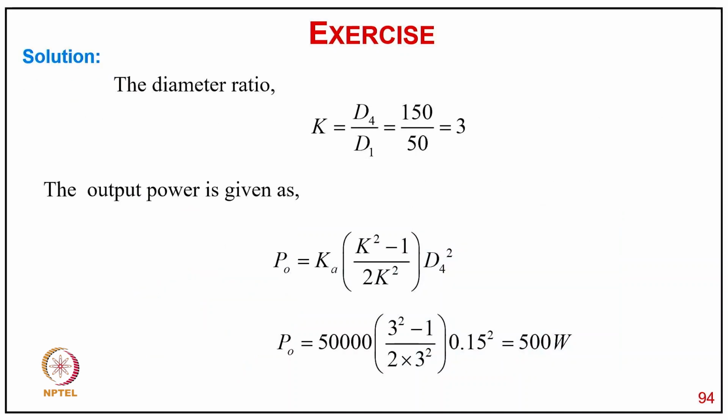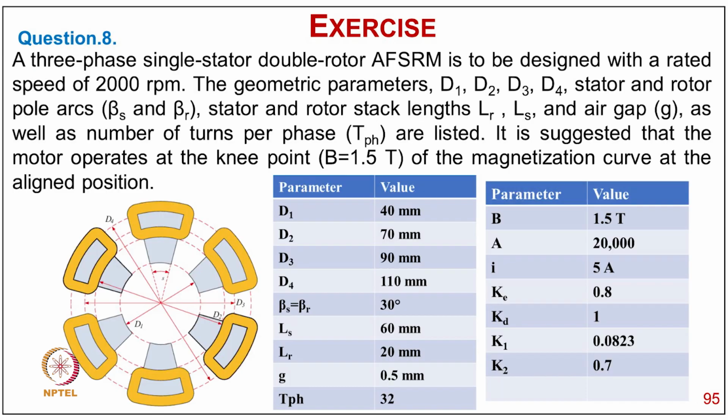So the diameter ratio is k = d4 upon d2, which comes to 3 on putting in the values, and the output power is Po equal to k times (k square minus 1) divided by 2k square into d4 square, and putting in the values, P comes to 500 watt.